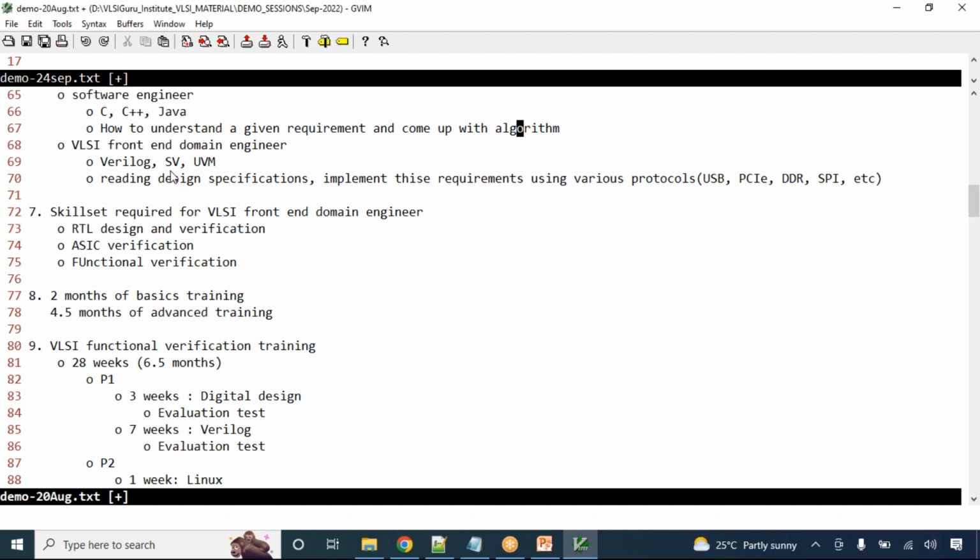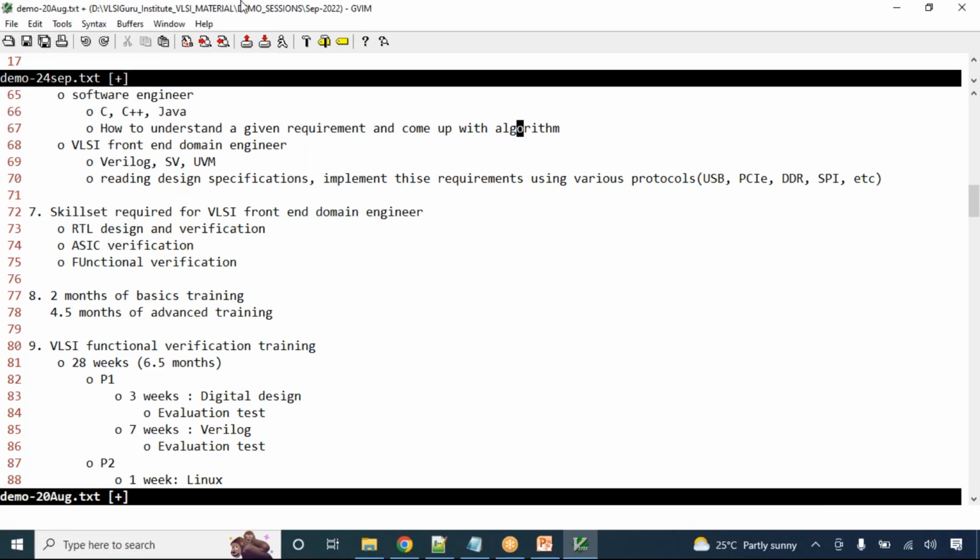A front-end engineer doesn't require any of them. I don't even need to know what is rise time, what is fall time, because I don't deal at that level. My front-end role always revolves around programming and debugging. I mean, something goes wrong, why it's going wrong, where the coding is wrong, that kind of skill set.